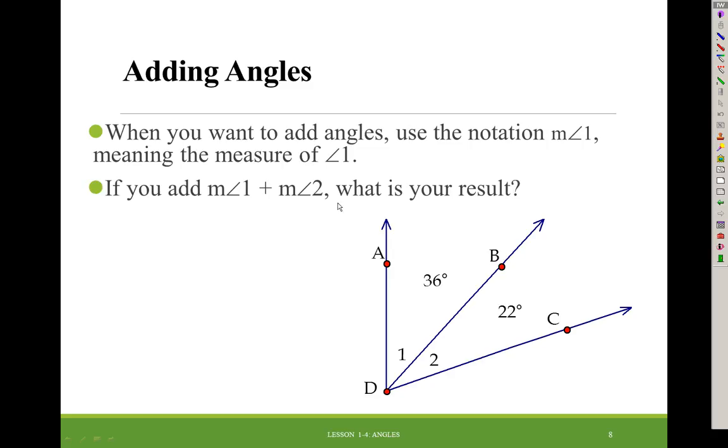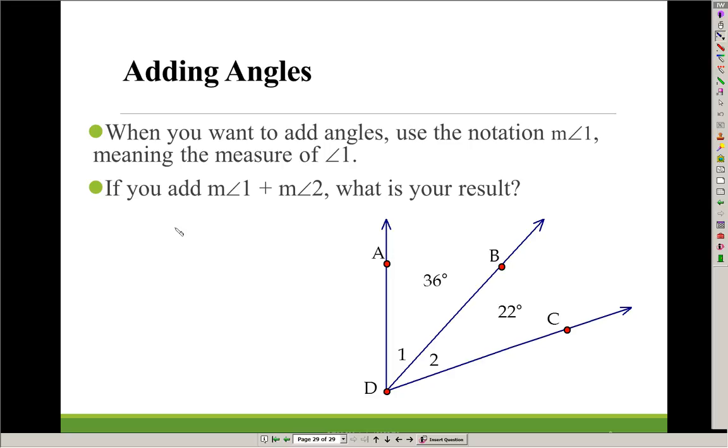So what if I added the measure of angle 1 plus the measure of angle 2 here? Let's see. The measure of angle 1 is 36 degrees. I'll just put that in right below here. The measure of angle 2 is 22 degrees. And that gives you a total of 58 degrees.